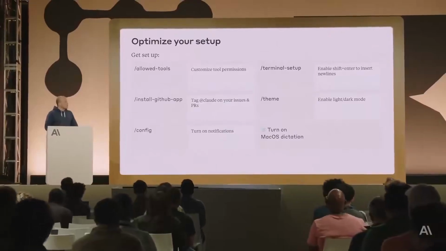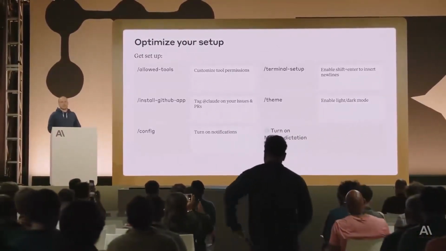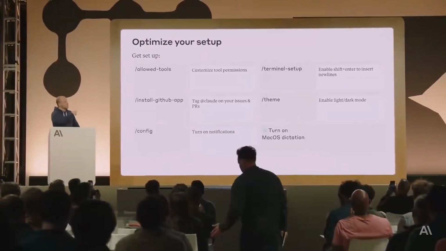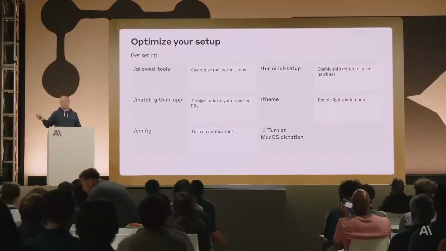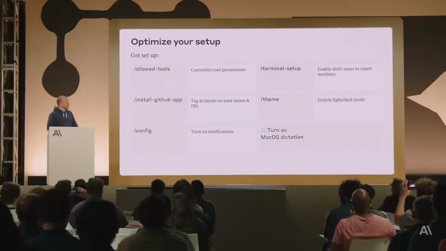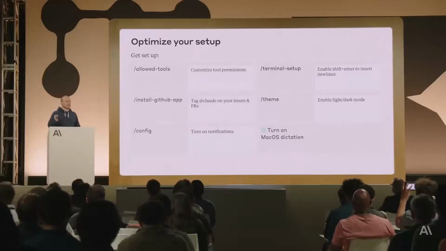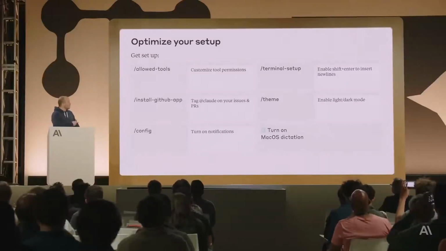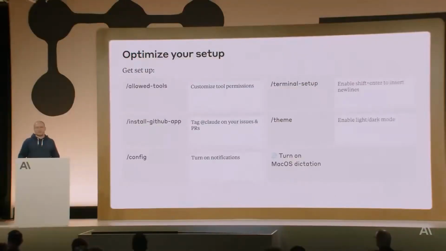As you open up Quad Code for the first time, there's a few things that we recommend doing to get your environment set up. And these are pretty straightforward. So run terminal setup. This will give you Shift-Enter for new lines, so you don't have to do backslashes to enter new lines. It makes it a little bit nicer to use. Do /theme to set light mode or dark mode or Daltonize themes. You can do /install GitHub app. So today we announced a GitHub app where you can mention Claude on any GitHub issue or pull request. So to install it, just run this command in your terminal.